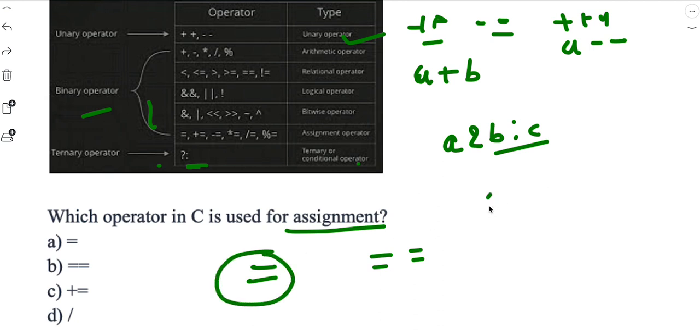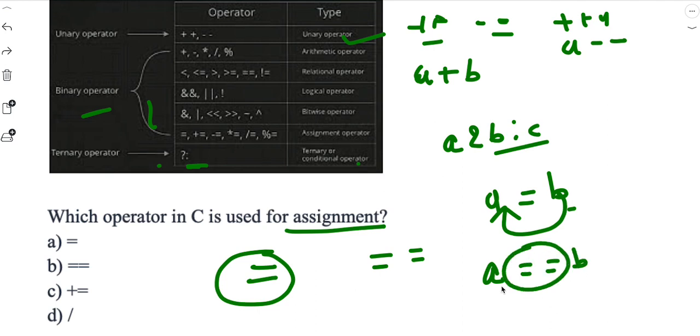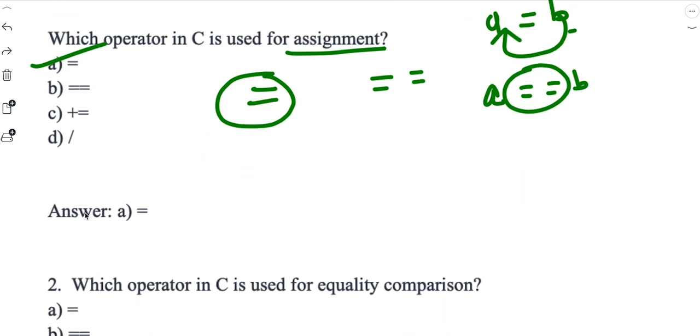For example, if you write a single equals, a = b, what it is going to do is assign the value of b to a. But if you write a double equals, it is the equality operator. It means that a is equal to b. So this is the correct answer. Let's go to the next question.